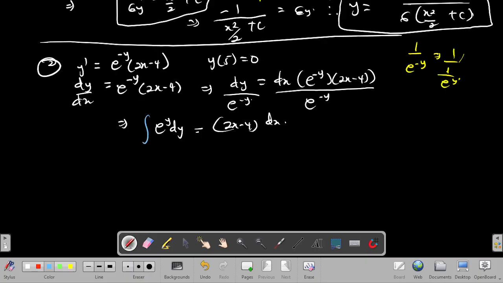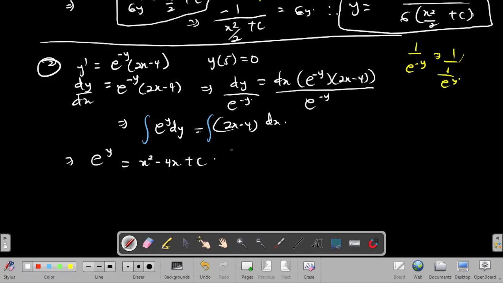The next thing is simply to attach our integral signs to this. So when I have the integral of this, we solve it simply. The integral of e to the power y dy is the same as e to the power y. It doesn't change. Go and revise your integration. The integral of this becomes x squared minus 4x plus c.